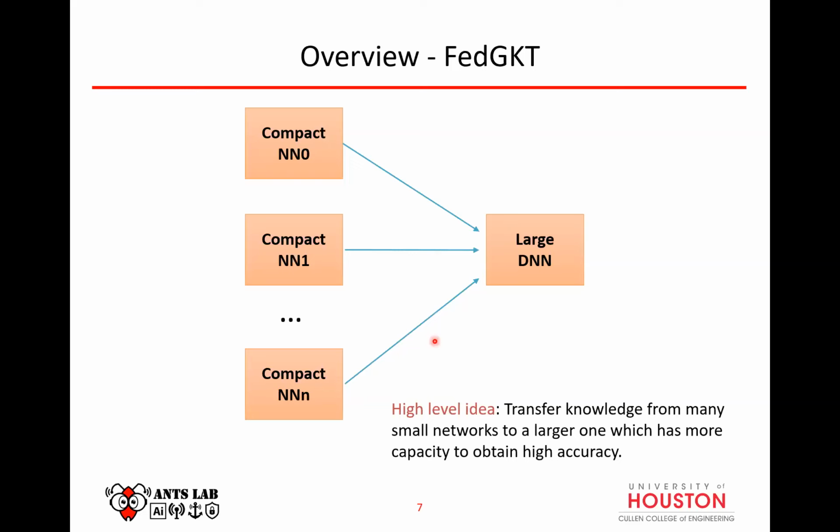On the overview, a very high-level idea is you have several smaller networks, and we transfer knowledge from these to a larger one, which has a higher capability to obtain higher accuracy. Well, how exactly do we do it? I'll explain in the following slides.